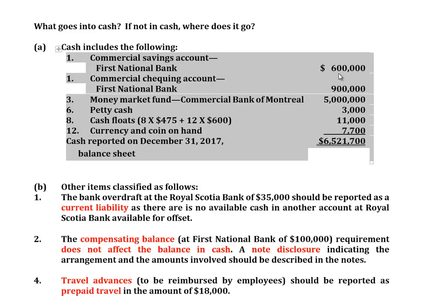So if we add up all these numbers that we have here, we'll see that the amount of cash that we should be reporting on the statement of financial position in the current assets section is $6,521,700. So this concludes our problem on figuring out what goes into cash, and if it doesn't, where we would put it on the statement of financial position.